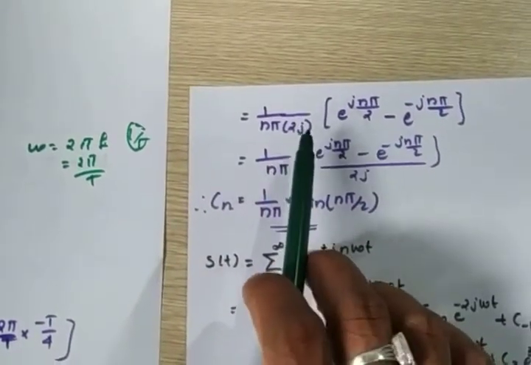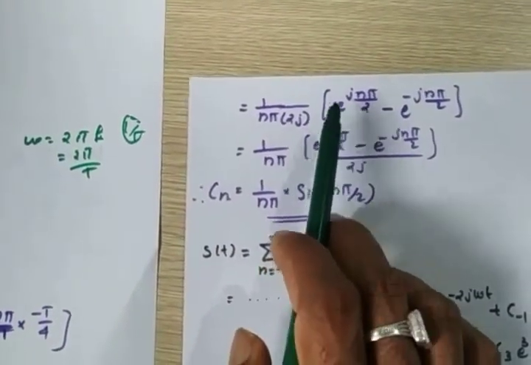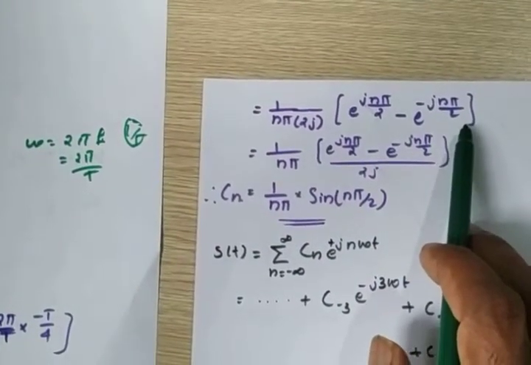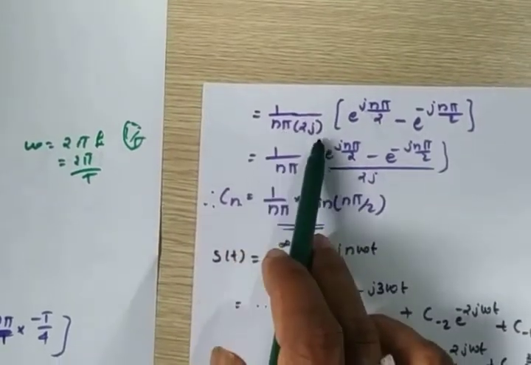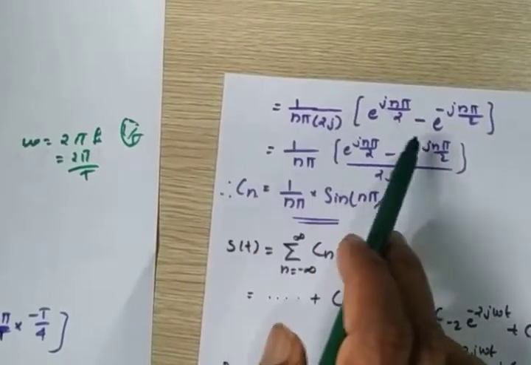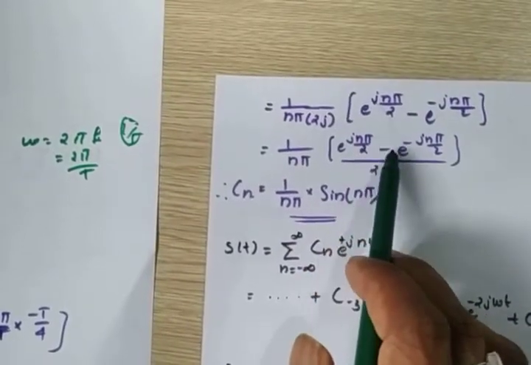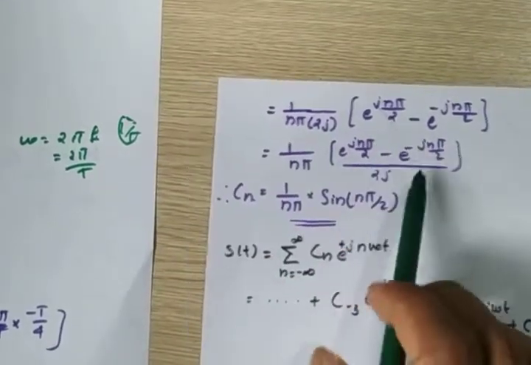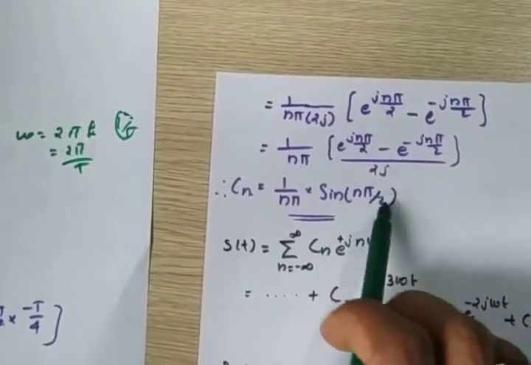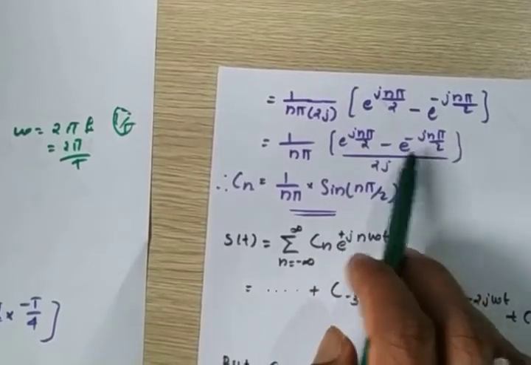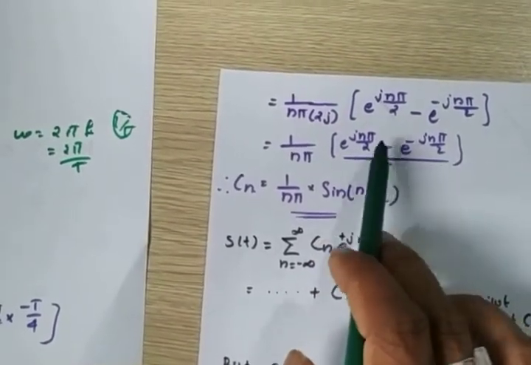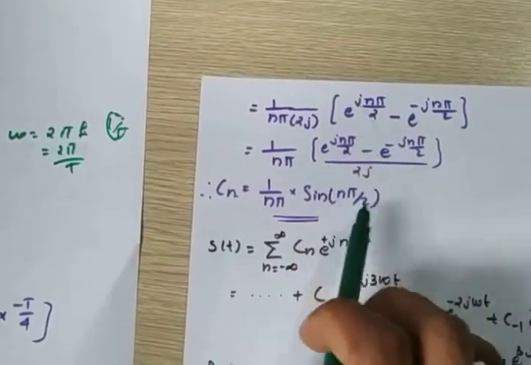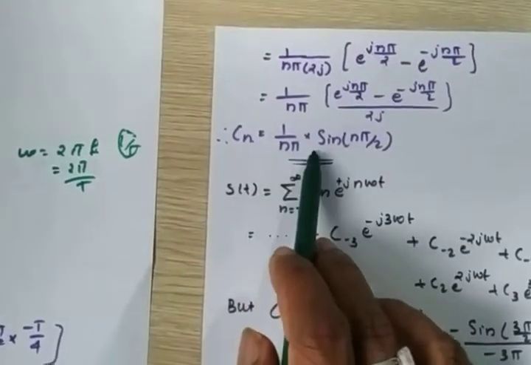1 by n pi, times e raised to j n pi by 2 minus e raised to minus j n pi by 2, divided by 2j. Sin theta is nothing but e raised to j theta minus e raised to minus j theta by 2j. Here theta is n pi by 2, so instead of this you can write sin of n pi by 2. So this is the equation for Cn.